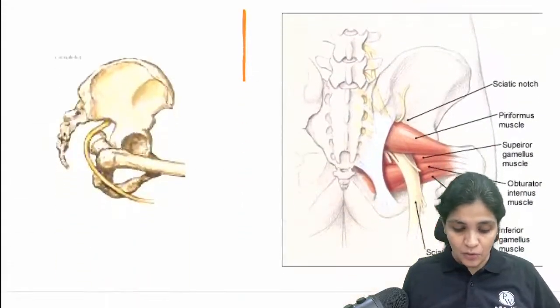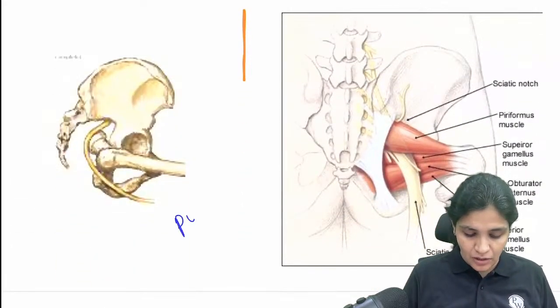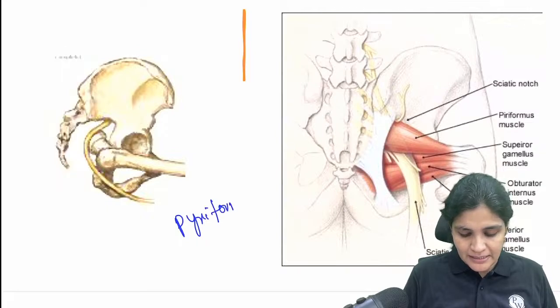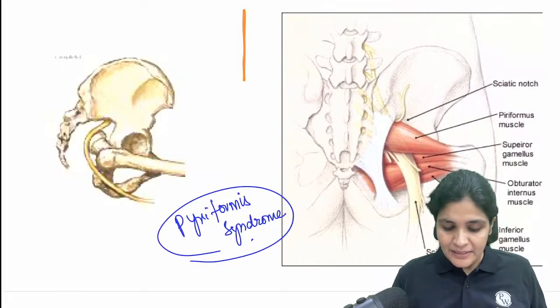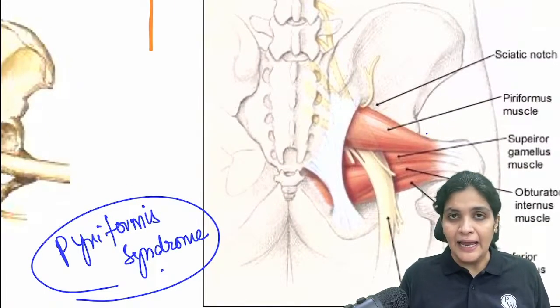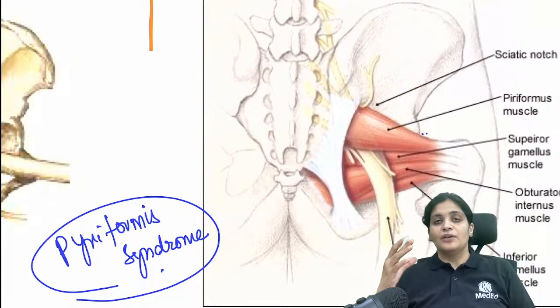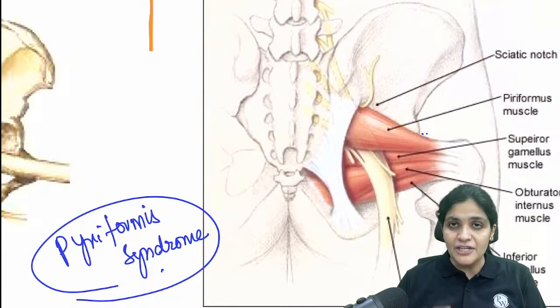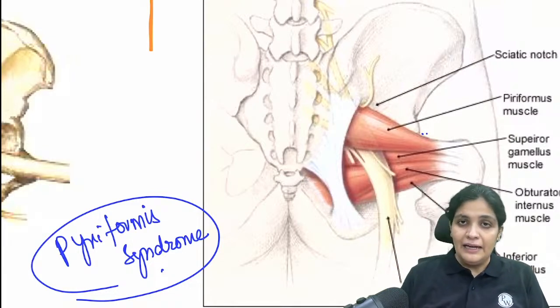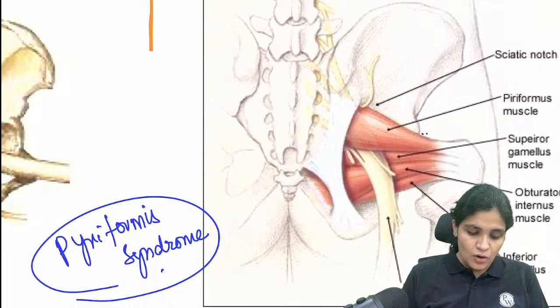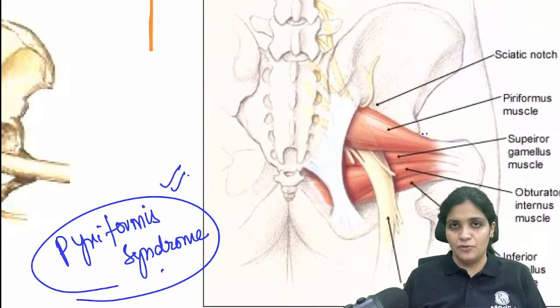And one important syndrome which is associated with this is your piriformis syndrome. This is a muscle, the piriformis, and because of that the nerve is divided into two. Now whenever there is a compression of this nerve at the level of the piriformis, this is called piriformis syndrome, right?